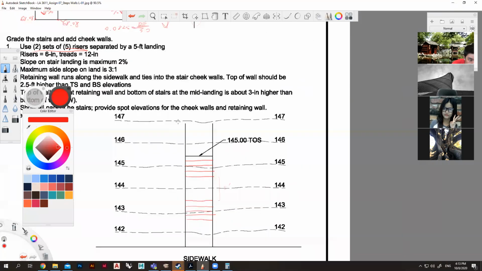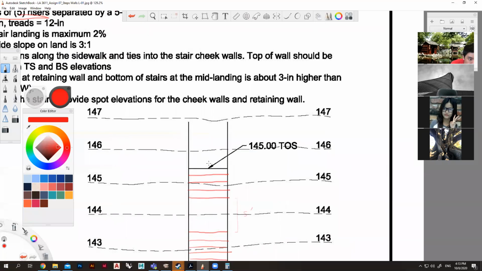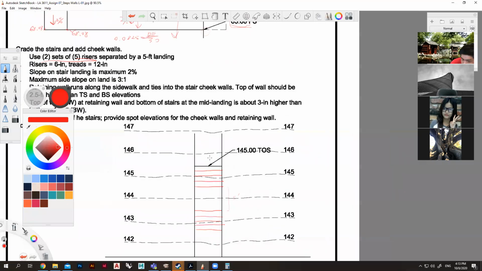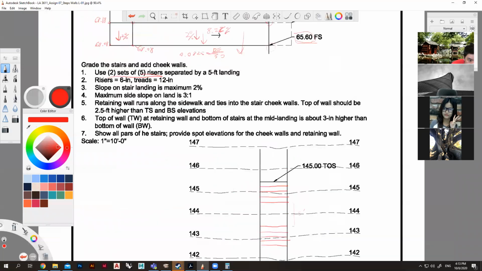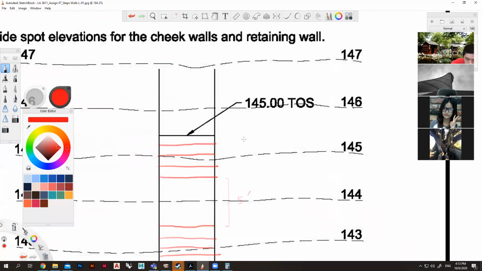You guys will need to measure it, but that's pretty much how the steps will look. And you're given the TOS of 145 here. So we need to find the steps. Over here, every step is 6 inches, so half a foot.